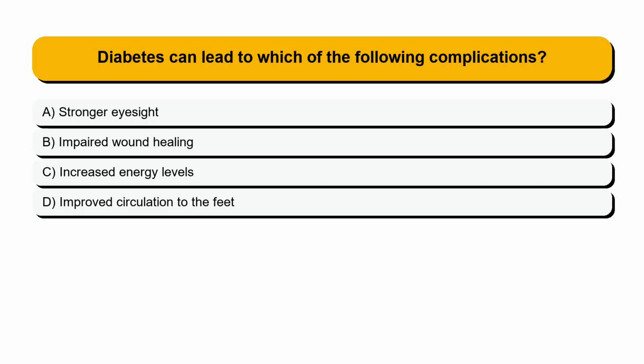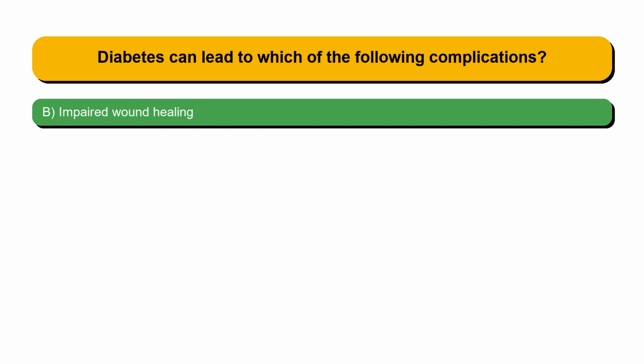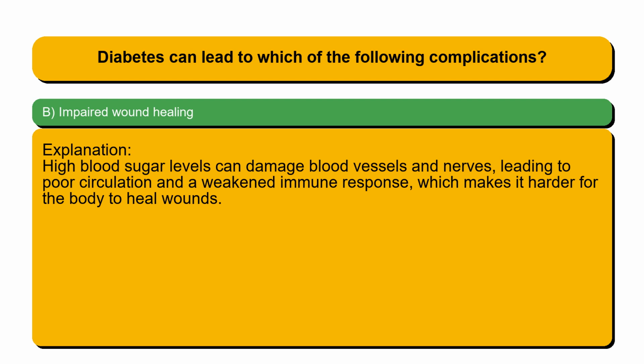Question 78. Diabetes can lead to which of the following complications? Option A, stronger eyesight. Option B, impaired wound healing. Option C, increased energy levels. Option D, improved circulation to the feet. The correct answer is option B, impaired wound healing. High blood sugar levels can damage blood vessels and nerves, leading to poor circulation and a weakened immune response, which makes it harder for the body to heal wounds.